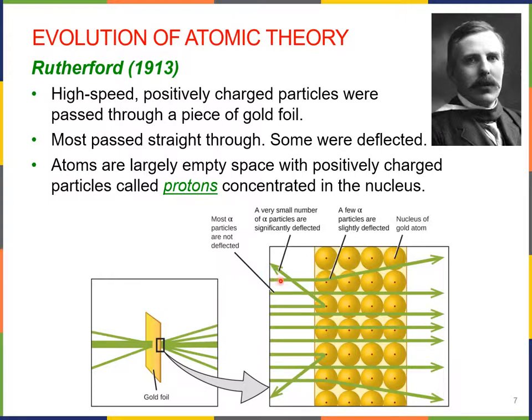If it passed close to a nucleus, it would get slightly deflected, because positive charges will repel positive charges. But most passed through unscathed. A few were slightly deflected, and very, very few were significantly deflected. And so what that demonstrated was that most of the atom was indeed empty space. And in fact, this figure over here exaggerates the number of particles that were deflected. In fact, 99% or more of them passed straight through.